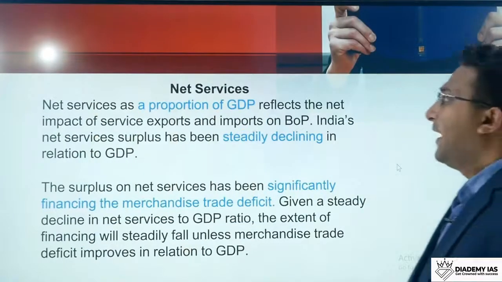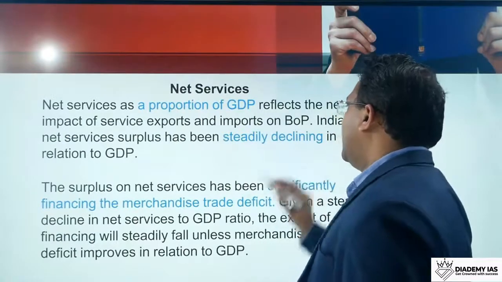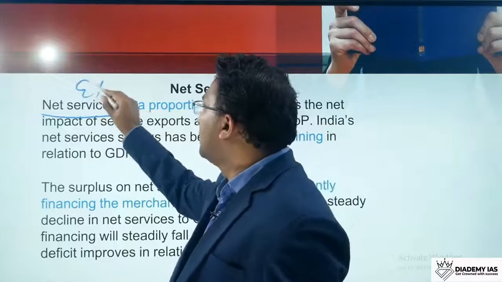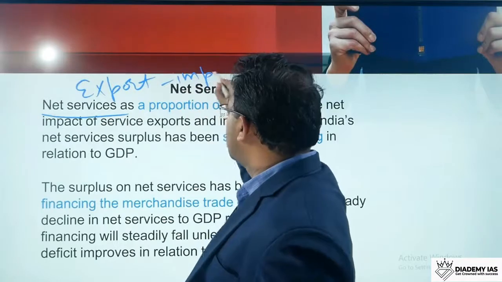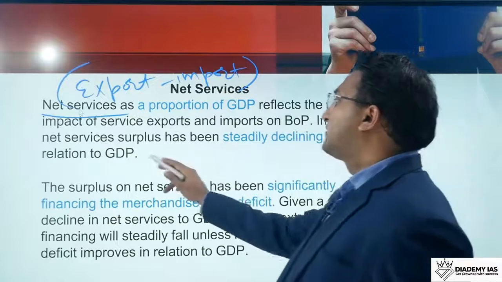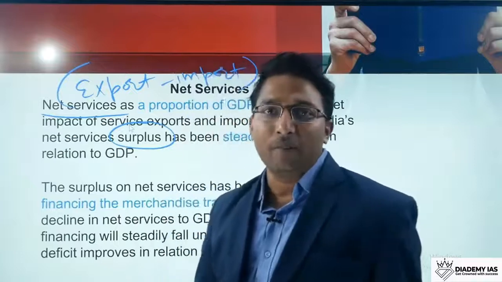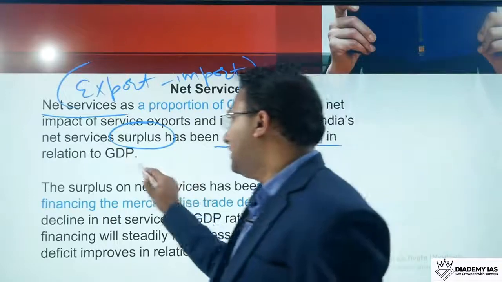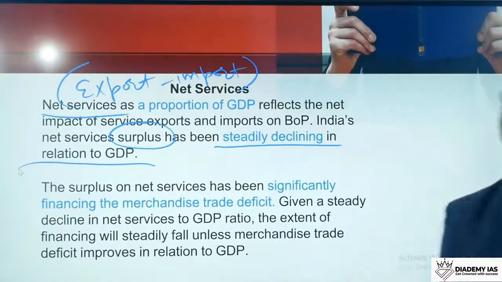So net services as a proportion of GDP reflects the net impact of service exports and imports on BOP, right? So net services basically reflects the export of services minus import of services. So this is net services. India's net services surplus. So there has been a surplus. That means the receipts from the services have been more than the payment for the services. It has been steadily declining in relation to GDP, right? So this is a cause of concern. We really need to look into that. What is the problem? What is missing?